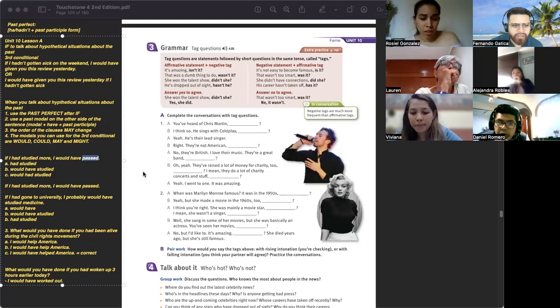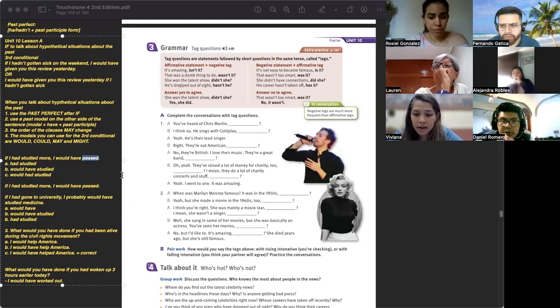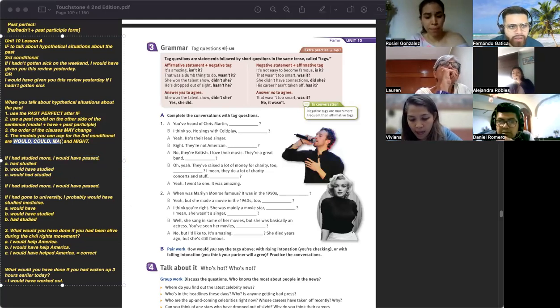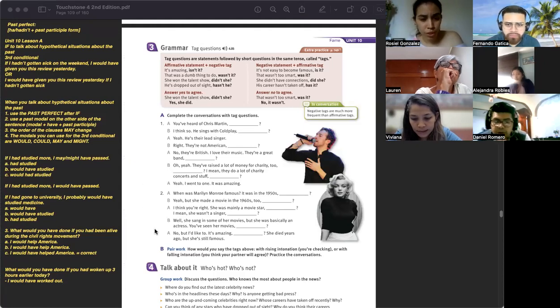But can we use the different modal verbs now? Will, could, may, might. You can use would, could, may, or might. So you could say I would have passed. You could also say I could have passed, or may or might have passed. Okay. Thank you. You're welcome, sir.